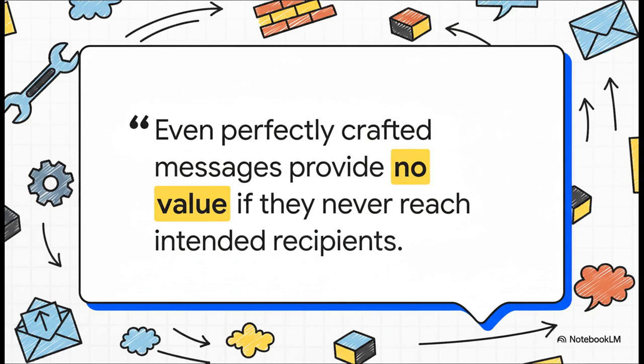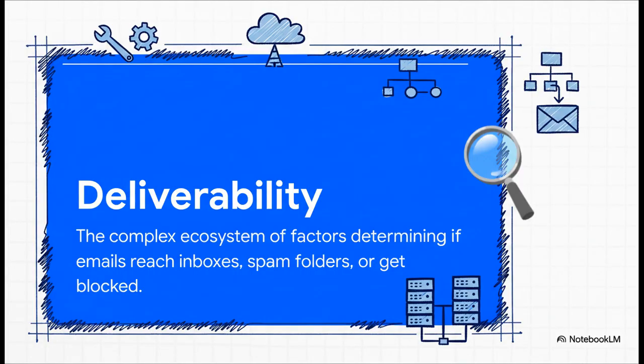You can have the most brilliant, persuasive, perfectly automated email in the world, but if it lands in the spam folder, it has zero value. It might as well not exist. Deliverability is everything. And deliverability isn't just one single thing. It's this whole complex ecosystem of factors.